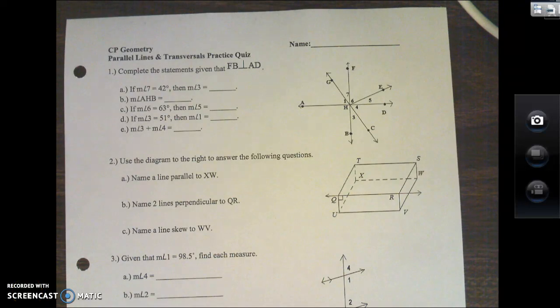So today I'm going to be showing you guys the parallel lines and transversals practice quiz. Okay, so we're going to walk through this. And of course, as we're going through it, if you ever have any questions, feel free to raise your hand and we'll go from there.